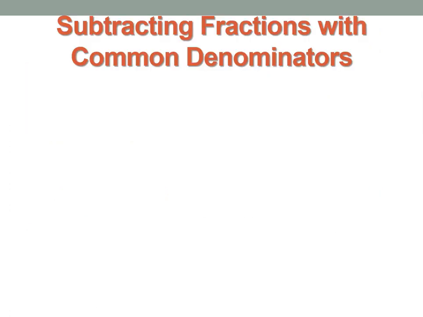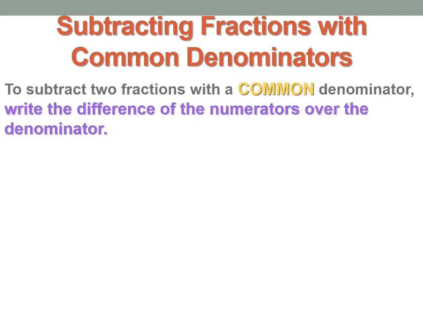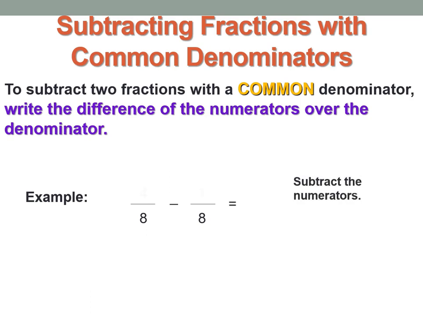So now let's talk about subtracting fractions with common denominators. To subtract 2 fractions with a common denominator, write the difference of the numerators and keep the denominator the same. So here's an example. We got 4/8 minus 1/8. So what we're going to do is subtract the numerators. There are the numerators. See that? So subtract 4 minus 1. That is 3. And now we're going to keep the denominator the same. That's 8. That's it. We just subtracted fractions.